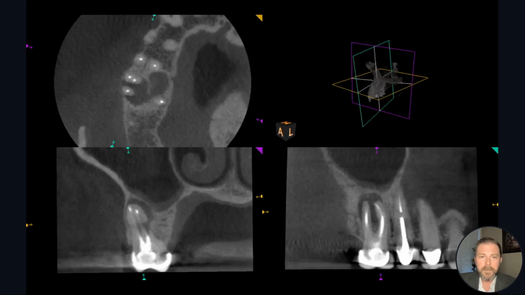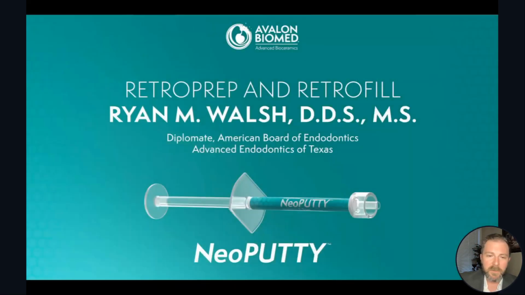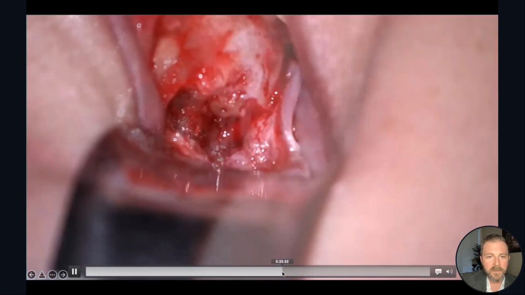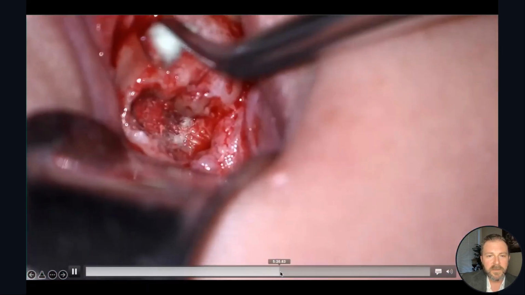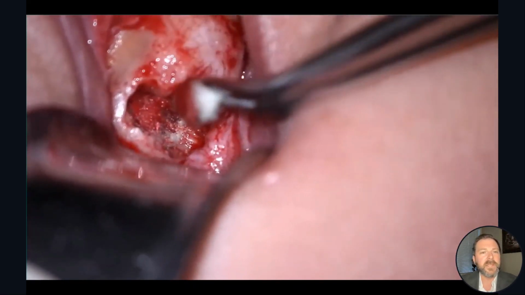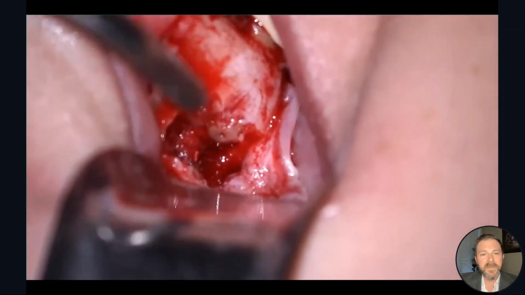So this was our CT prior to surgery. And now we're going to jump into surgery. And I have a video here I want to show you as well, because I want to show you what the material looks like as we're placing it into the root end. Okay, so here's me using bracelets. I have this little arteriole there that keeps giving me a little bleeding fit.